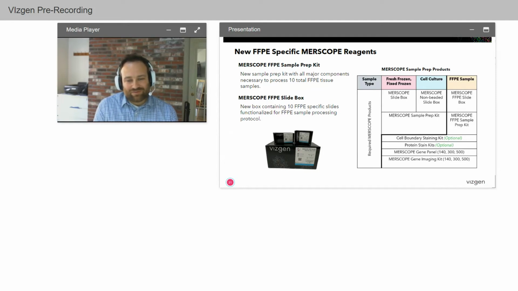If we start to look at how the portfolio looks on the side here within this table, we now have different reagents for different sample types. Right, so for your fresh frozen and fixed frozen and cell culture samples, you will use our standard sample prep kit. There are two flavors of our slide boxes for these. Our cell culture system requires non-beaded slides in order for researchers to grow the cell culture on the actual slide itself.